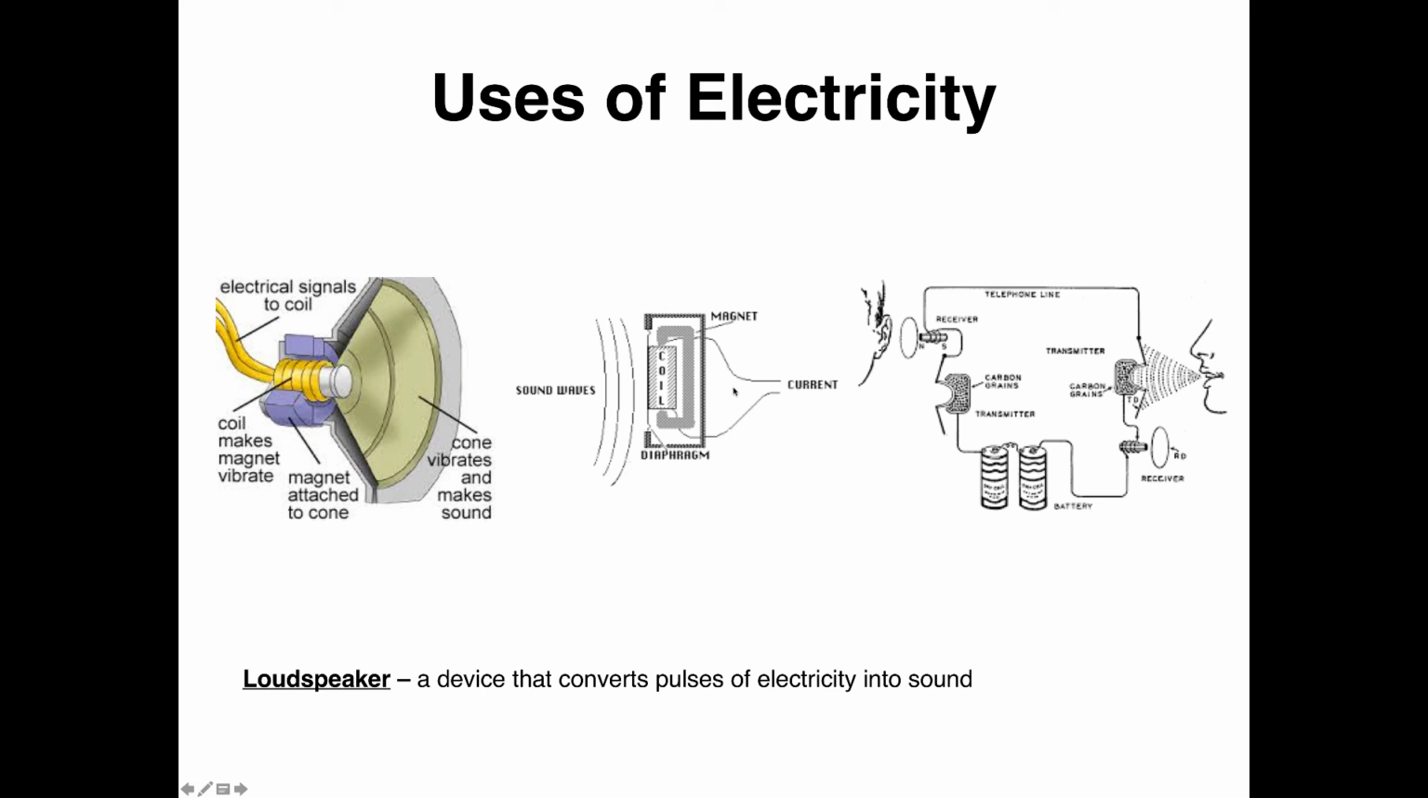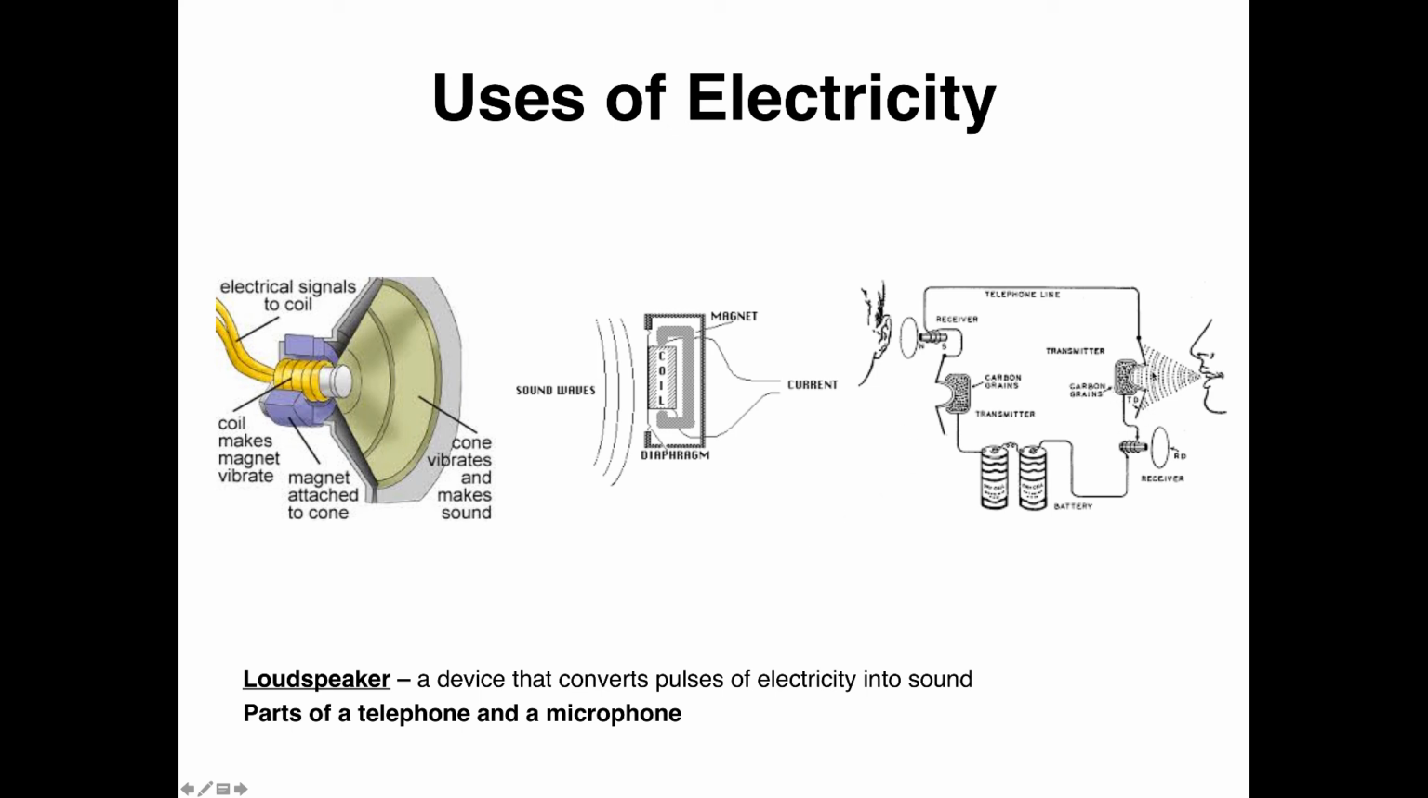This shows the same thing. You start out with a current going through a coil with a magnet around it. The magnet begins to vibrate, and when the magnet vibrates, it produces these sound waves that come out from right to left here. Now, on the right here are the parts of a telephone and a microphone.